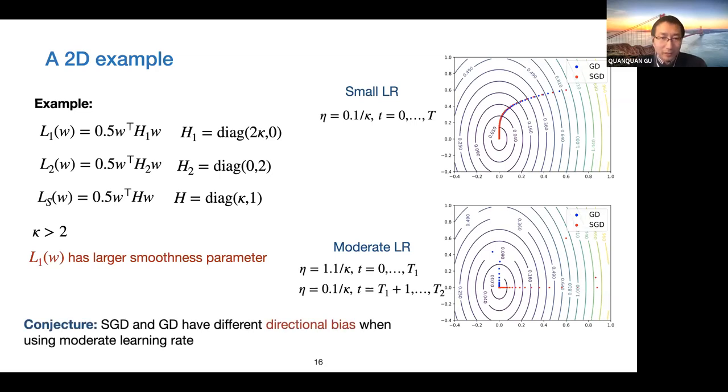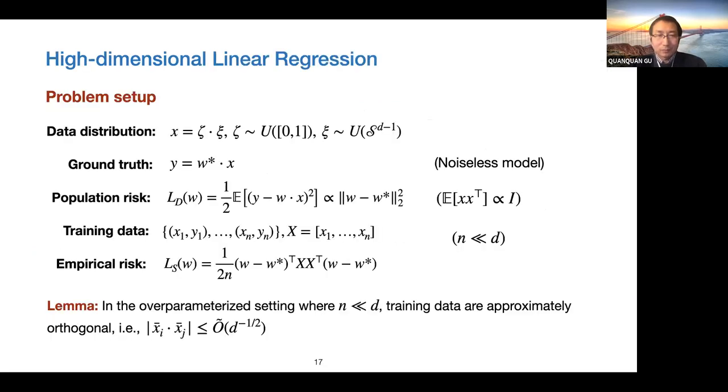In order to make this argument more general and meaningful, we consider a high dimensional linear regression problem. So this is the problem setup. We generate the data distribution from this one. We first generate the direction of the data, and then we generate the length of the data.